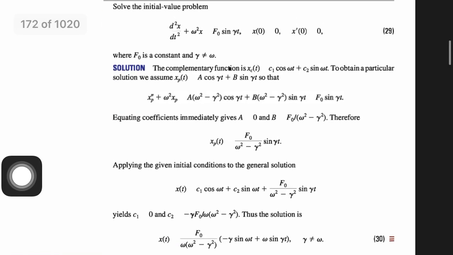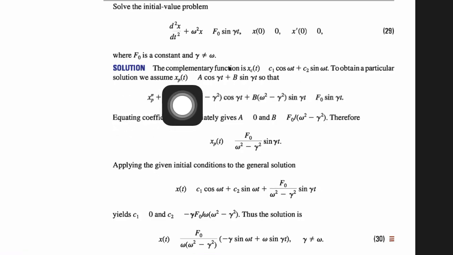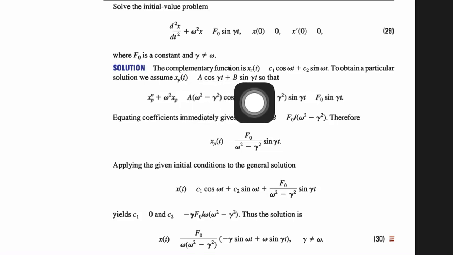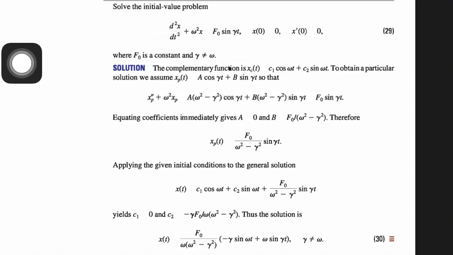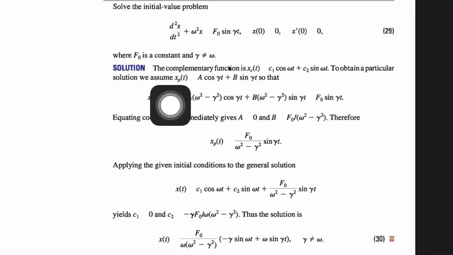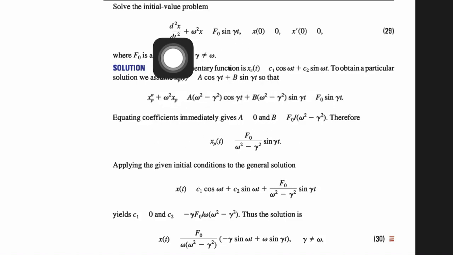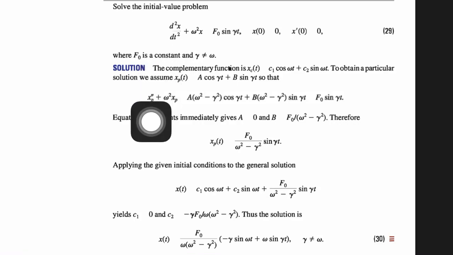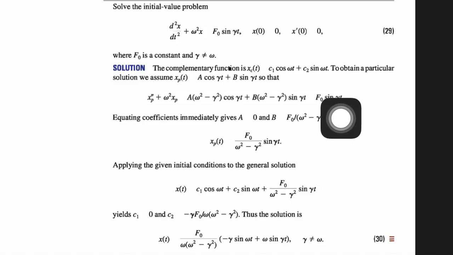So the complementary function of this equation is this one, and to obtain the particular solution we assume xp of t equals a cos gamma t plus b sin gamma t. Now I am converting this equation into the form of xp: x double dash of p plus omega square xp equals f naught sin gamma t. Putting the values of x double dash of p and xp into that equation, I got this result, which equals f naught sin gamma t.